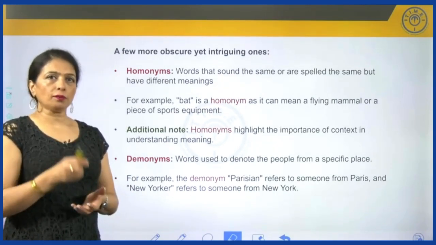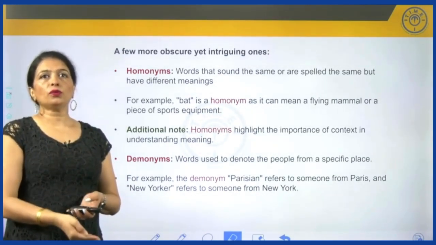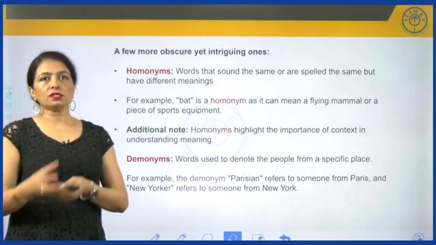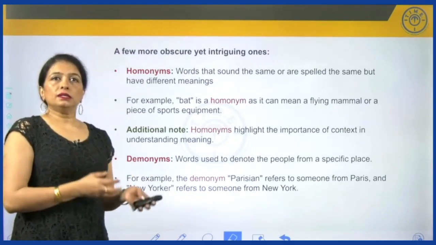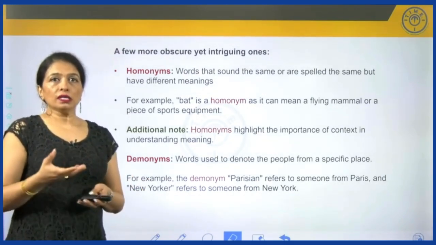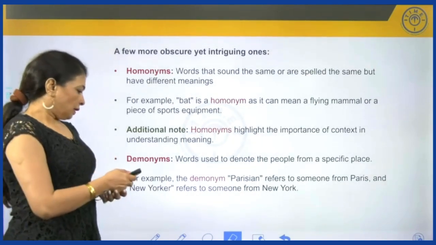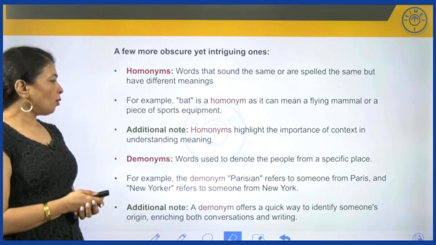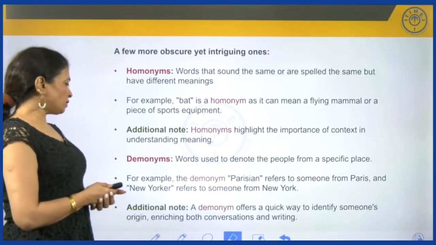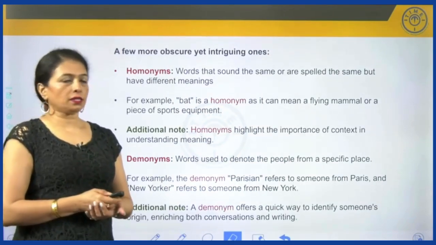If you are able to also remember the root word and the meaning of the root word or the prefixes and suffixes that I discussed with you in my previous videos, then these will become more easy for you to remember. The additional input is that a demonym offers a quick way to identify someone's origin, enriching both conversations and writing.